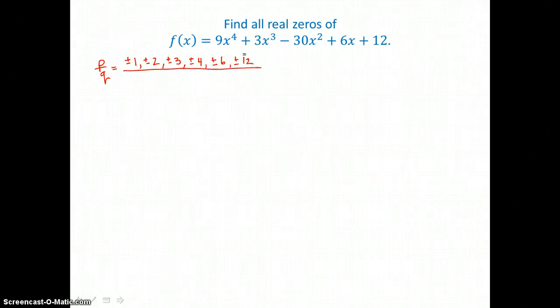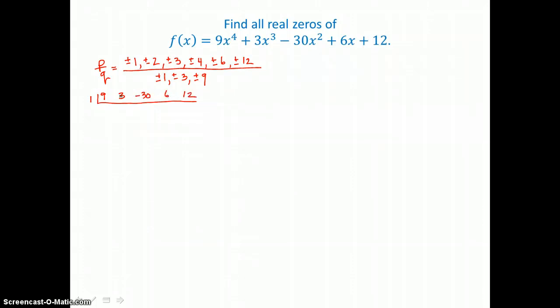Now in the denominator, q is factors of our leading coefficient, which is 9. So plus or minus 1, 3 is a factor of 9, and 9 is a factor of 9. So those are our possibilities. Now all of our possibilities are the integers in the top over the integers in the bottom. So we could be looking at some fractions here as possible rational zeros also. So we want to find that first zero. So we're going to use synthetic division, and our coefficients of our quartic are 9, 3, negative 30, 6, and 12.